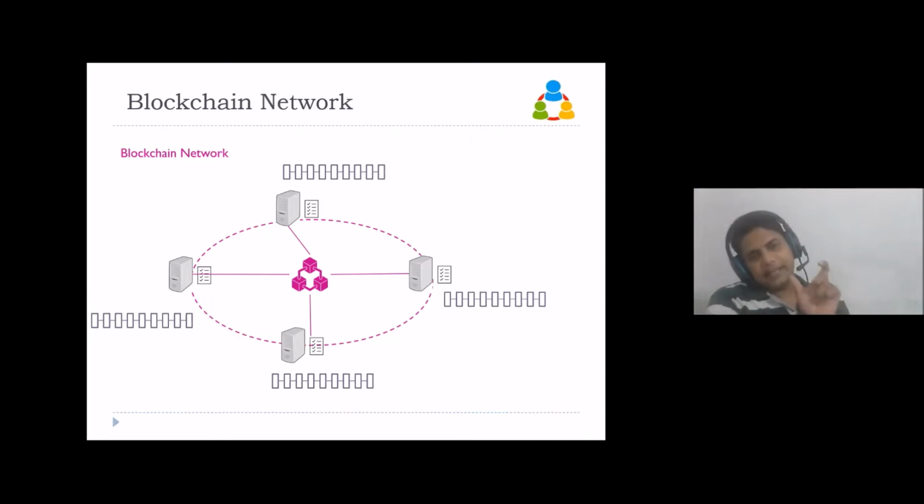Whatever data they have is called a blockchain. Whatever the data in all these computers, that is called a ledger, and it is represented as blocks which are connected to each other.